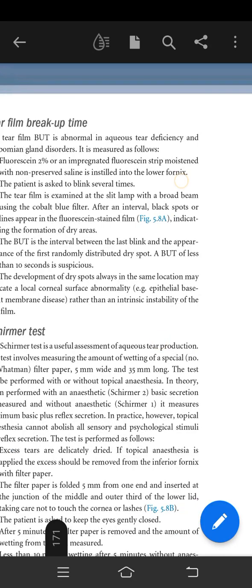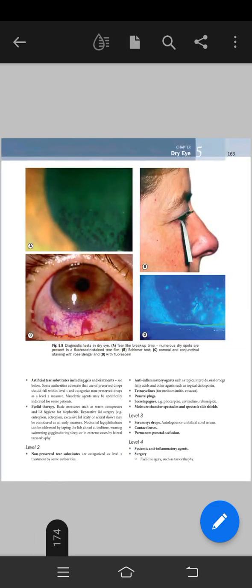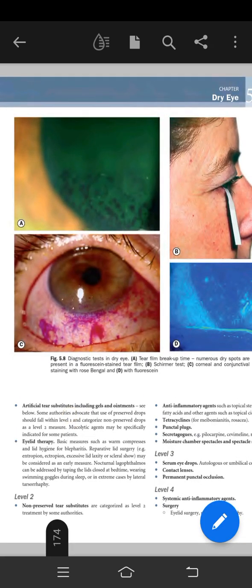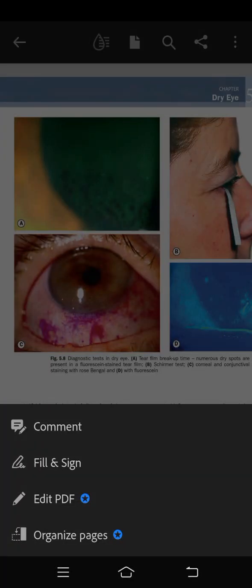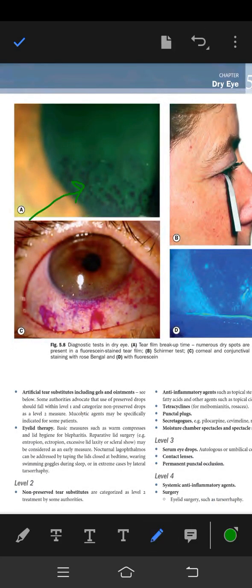Let's see figure 5.8. So, this is the tear film breakup, showing the tear film breakup time. Numerous dry spots are visible on the fluorescein stained tear film. These are the dry spots that are forming.